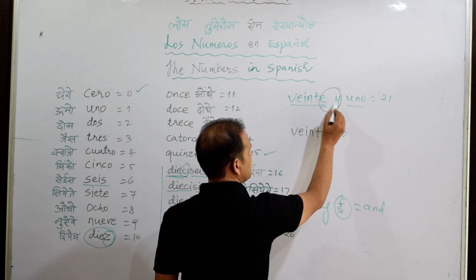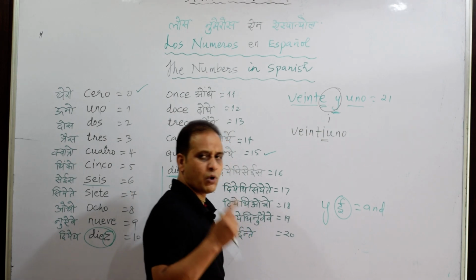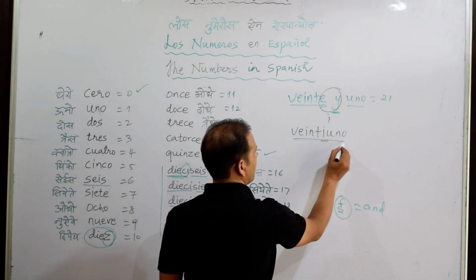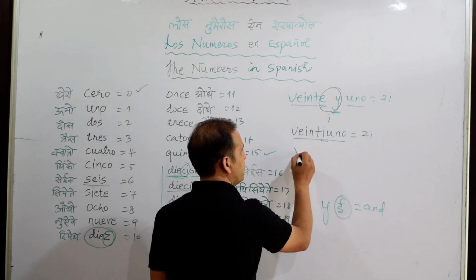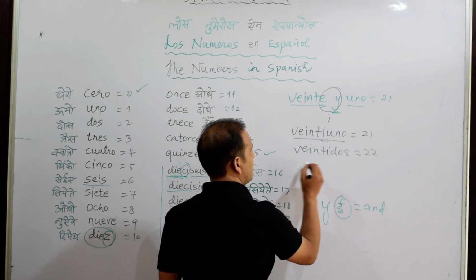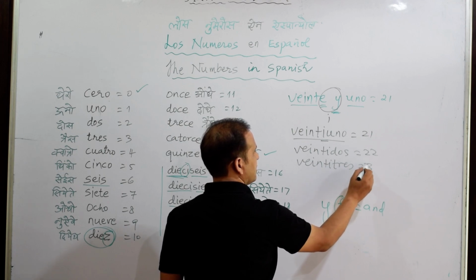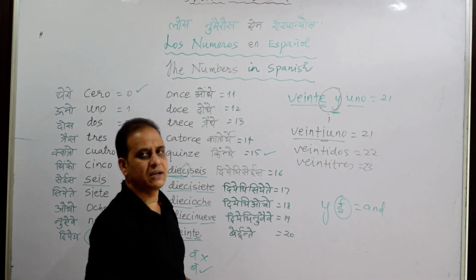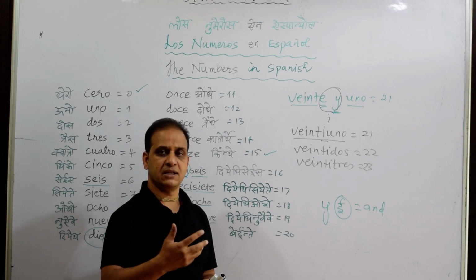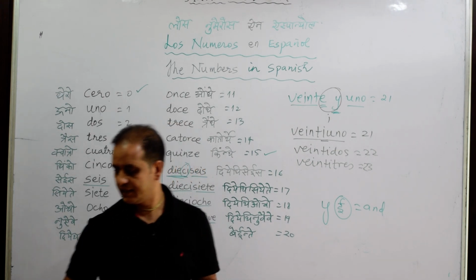Veintiuno. So this E and Y, because of having a similar sound, are both replaced by one vowel, and then all of them are written together. Veintiuno, veintidos, 22, veintitrés, 23. So you will keep on adding uno, dos, tres to this veinte, and it will keep on becoming 21, 22, 23, like that.